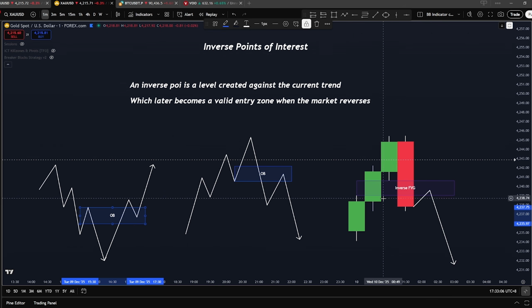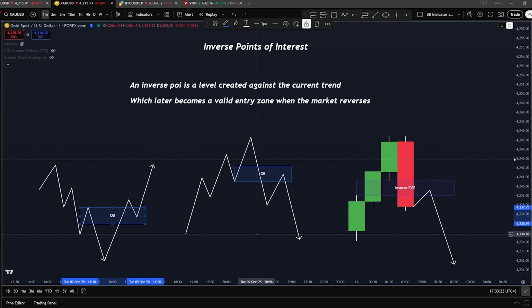Same thing, fair value gaps, right? Simple three candlestick patterns. Candle 1, 2, and 3. Gap between the first candle's top wick and the third candle's bottom wick. Fair value gap. This is a bullish fair value gap right here. If it fails with a body candle close underneath, it becomes a flip zone, an inverse point of interest.